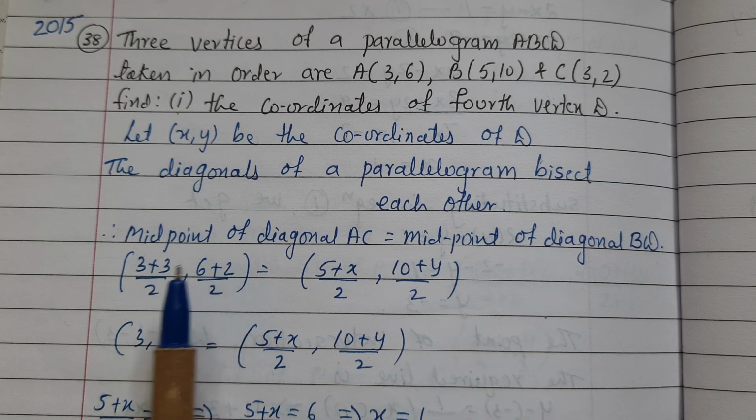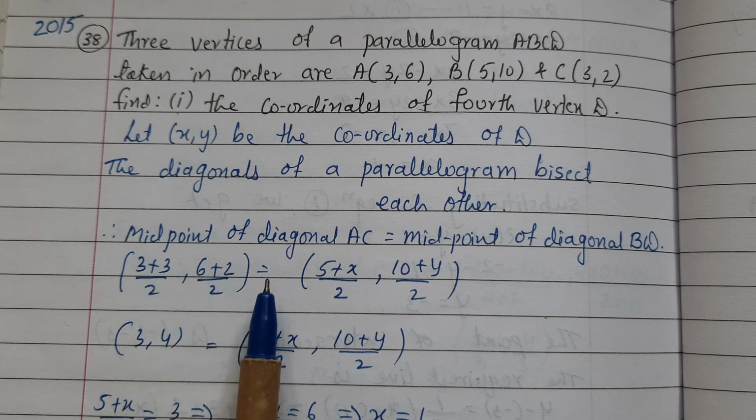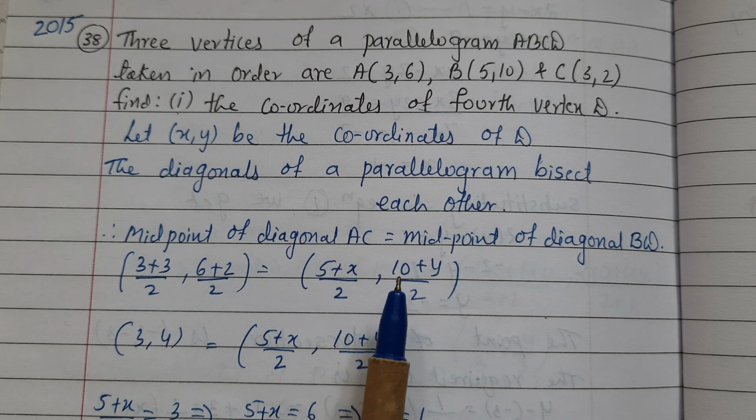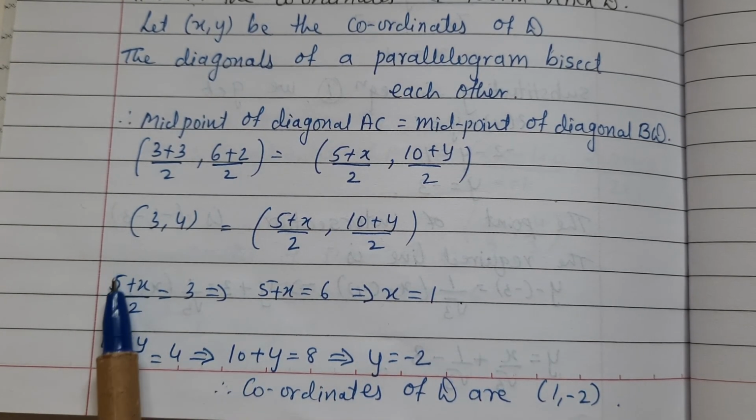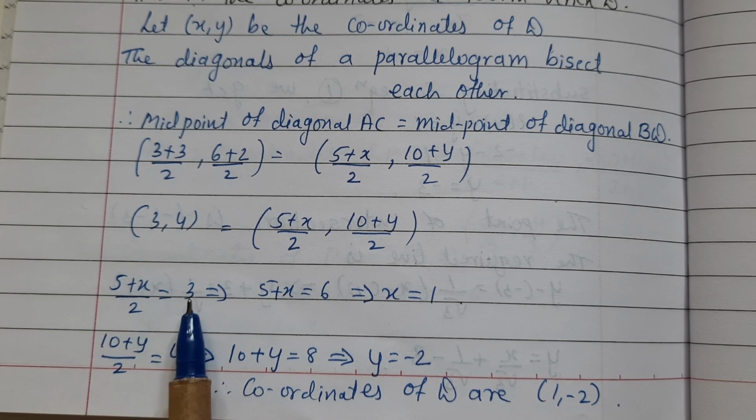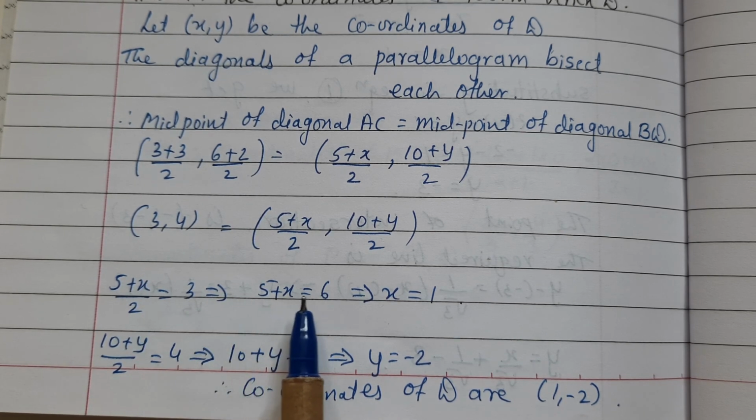Midpoint of diagonal: (3 plus 3 upon 2, 6 plus 2 upon 2) equal to (5 plus x upon 2, 10 plus y upon 2). (3, 4) equal to (5 plus x upon 2, 10 plus y upon 2). 5 plus x upon 2 equal to 3 implies 5 plus x equal to 6, x equal to 1. 10 plus y upon 2 equal to 4, 10 plus y equal to 8, y equal to minus 2. Coordinates of D are (1, minus 2).